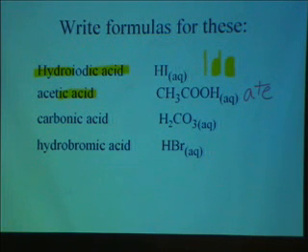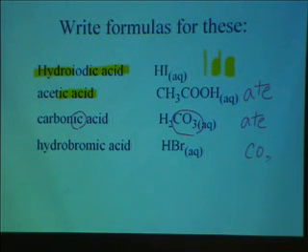The next one here, carbonic acid. Carbonic ends in IC, so when we named it as an ion, again, it had to have an ATE ending. Carbonic is the root, so it comes from carbonate. Carbonate is CO3, so it becomes H2CO3. The reason it's H2 is because CO3 has a 2 negative charge and hydrogen only has a 1 positive charge, so it's H2CO3.